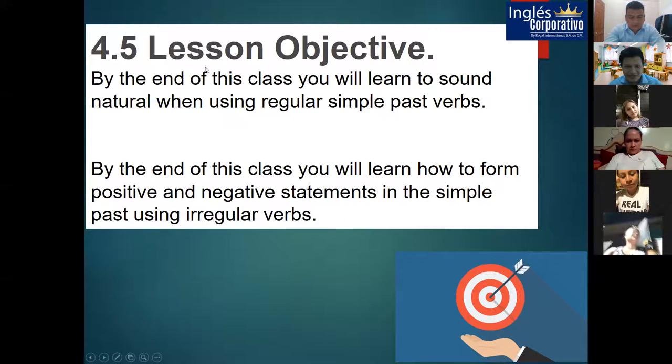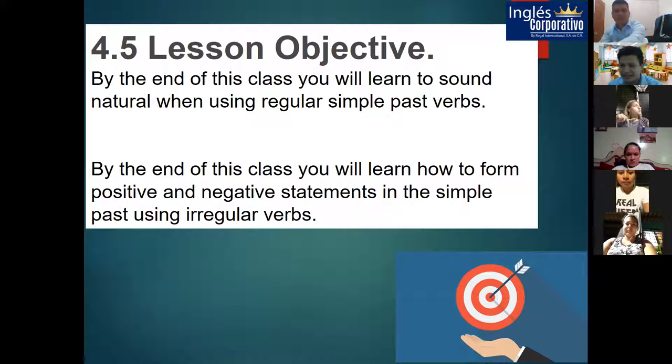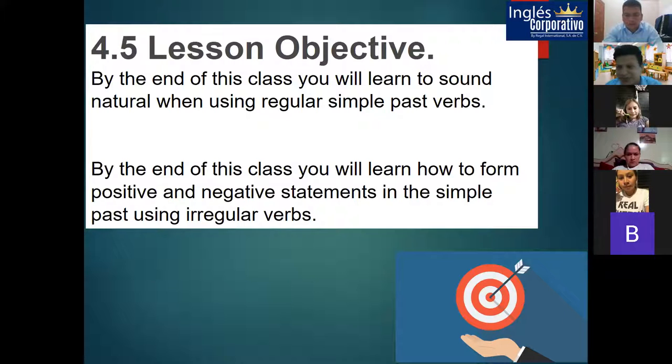Thank you. Okay, students, basically in today's class we have these two objectives to learn how to sound natural. Vamos a aprender cómo sonar naturales. Ya vamos a ver eso. Using regular verbs, right? Se recuerdan que en la clase de ayer les dije que les iba a traer un montón de verbos, como 400. Son bromas. Vamos a ver unos cuantos que son los más usados y a darles las técnicas how you can sound natural when you use these regular verbs. And also, we're going to learn positive and negative statements with irregular verbs too.